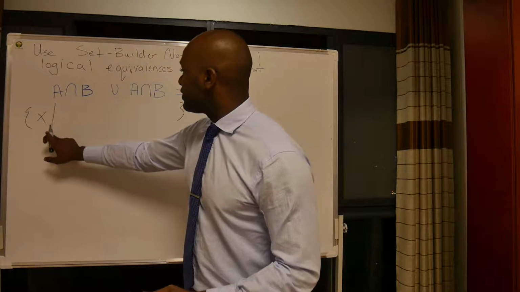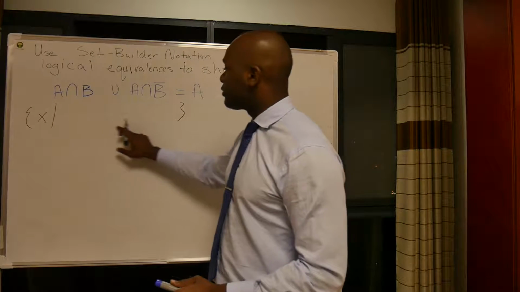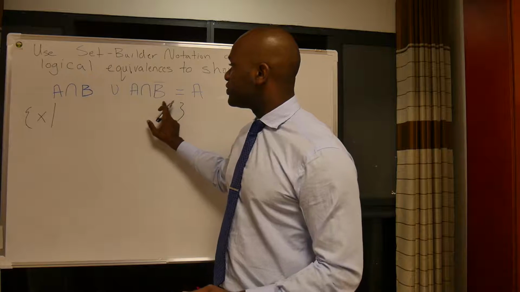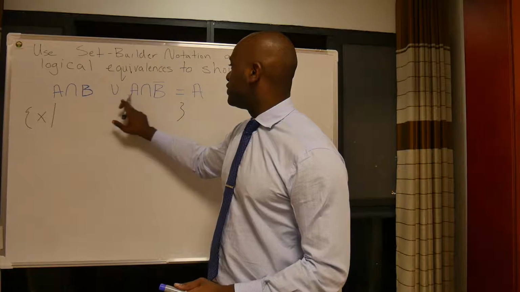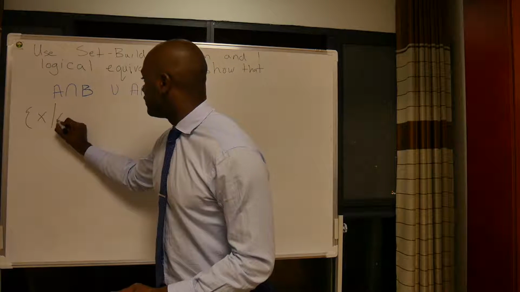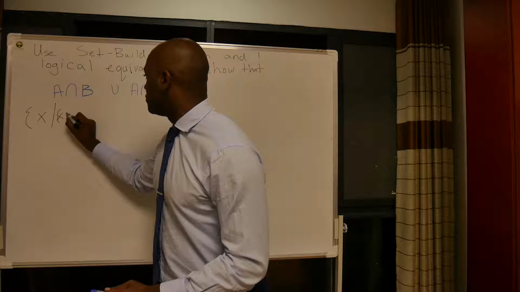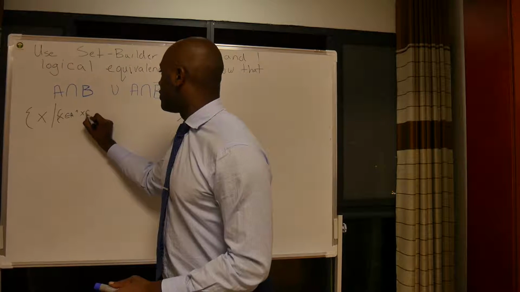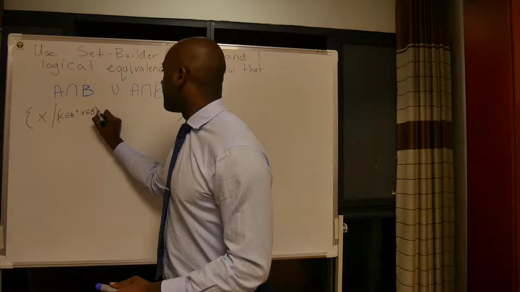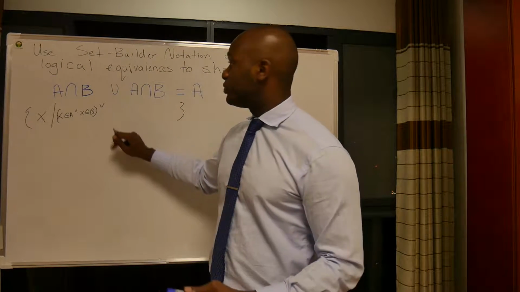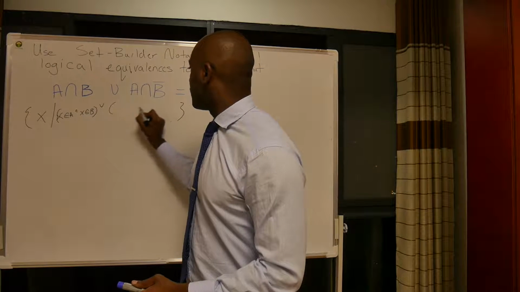We can say that the set of X such that, and here we're going to write our condition. So we're just going to translate this using what we understand about intersections, unions, and complements. We know that the intersection of A and B is equivalent to X belongs to A and X belongs to B. And then this union is equivalent to a disjunction, or symbol. And then let's work on this one.